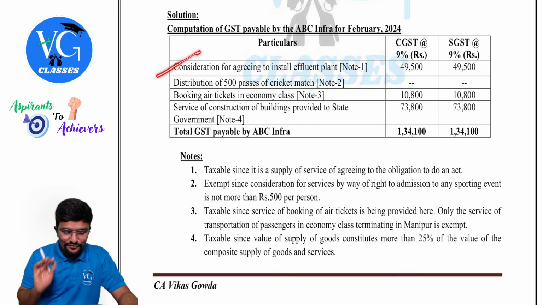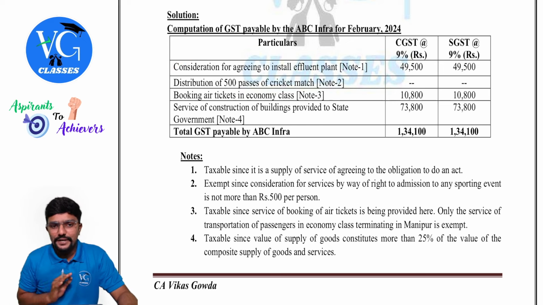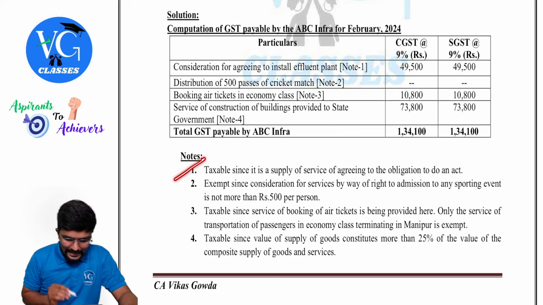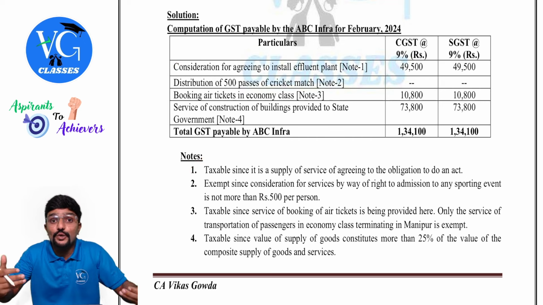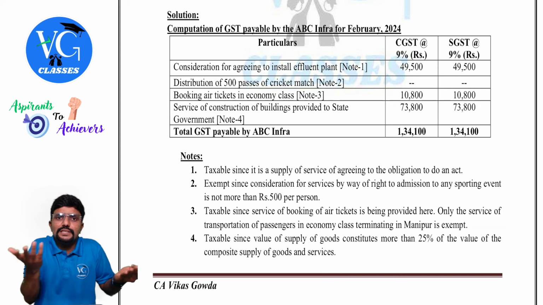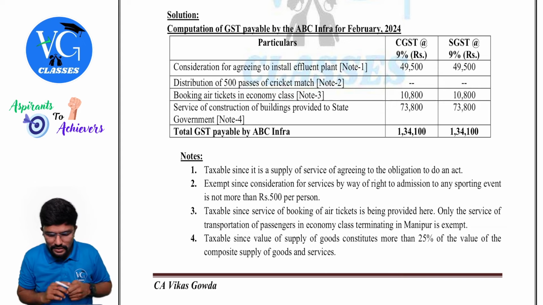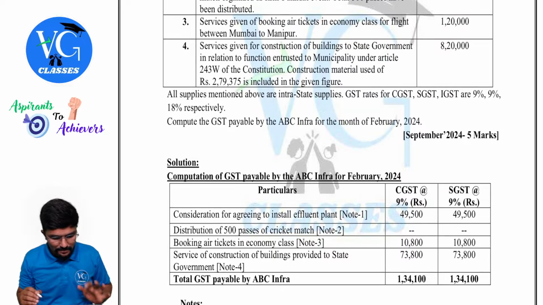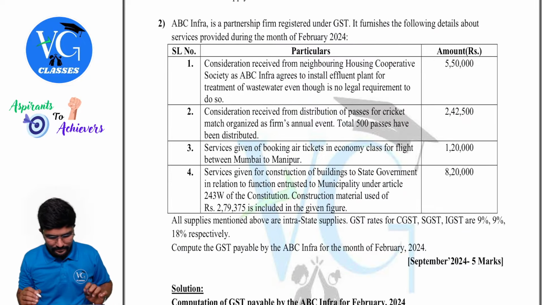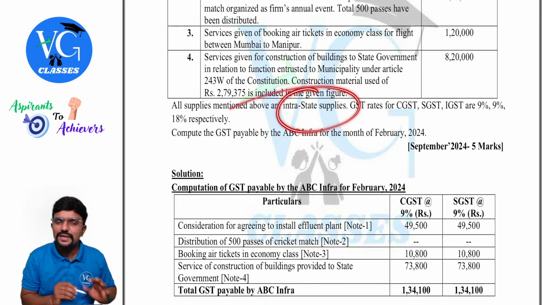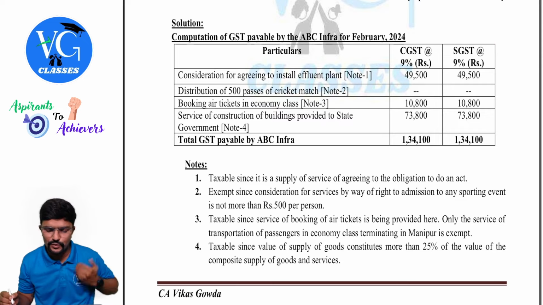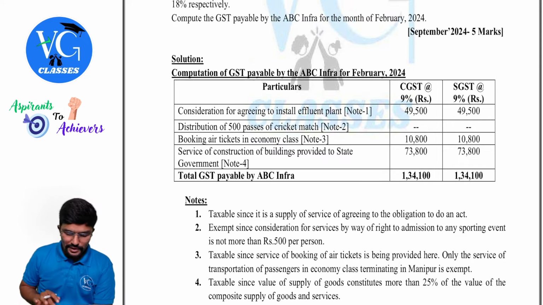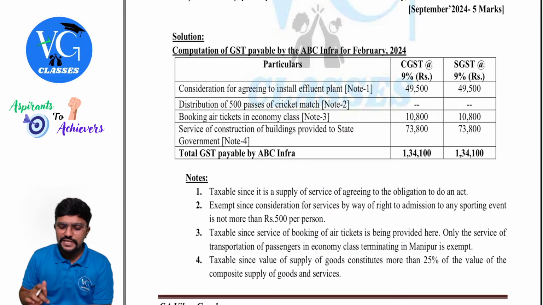First one. Consideration for agreeing to install effluent plant. Note 1. Taxable since it is a supply of service of agreeing to do something. And for agreeing to do something, you are getting a consideration, and it is agreed by both the parties. Is it taxable, sir? Yes. So it is an intrastate supply. Okay, they have given all supplies are intra, so go with that. No need to put IGST column at all, guys. Okay, sir. So on 5,50,000, 9% each, guys.